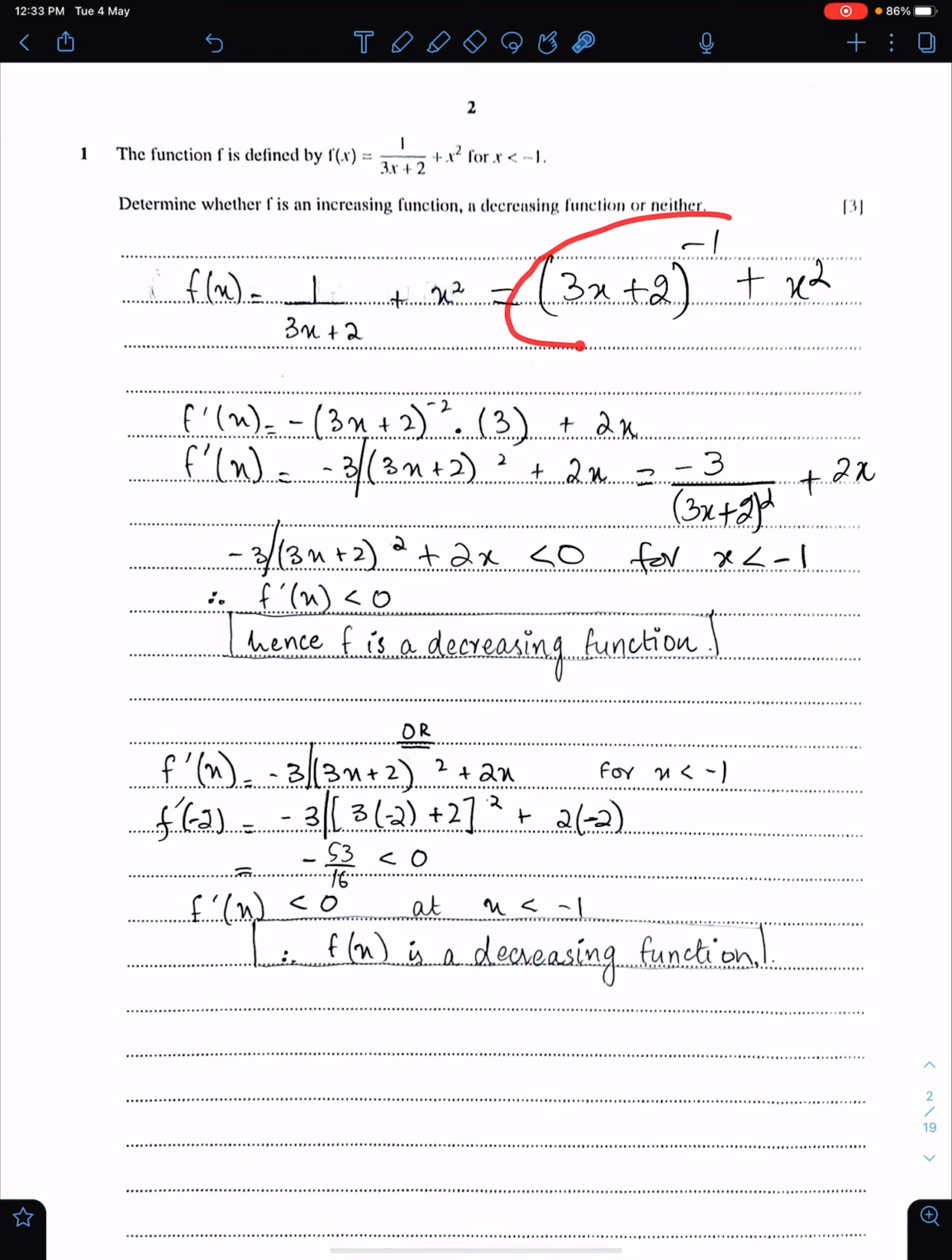When you differentiate this, you will get minus 1 here. This power will become minus 2, and the differential of this expansion will be 3, and this will become 2x. Now this is the simplified form of f prime x. Now there are 2 methods to check whether this function is increasing or decreasing or neither.